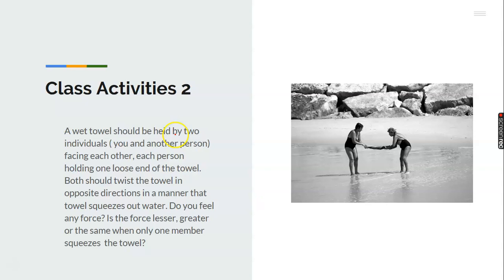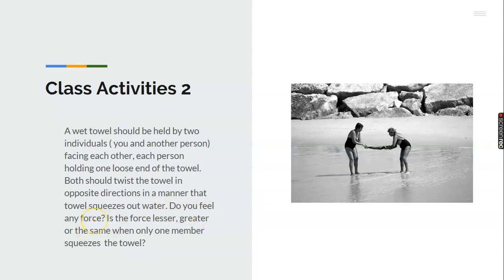So class activity two, you have to take a towel, soak it, then you get another person together with you, try to squeeze it. So the activity goes thus: a wet towel should be held by two individuals, you and another person, facing each other, each person holding one loose end of the towel. So you can see them holding it there. Both should squeeze the towel in opposite directions. When you are squeezing it to the right, the other person should squeeze to the left, in a manner that the towel squeezes out water. Do you feel any force?